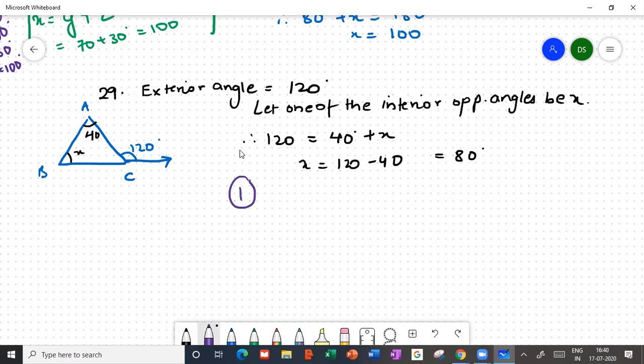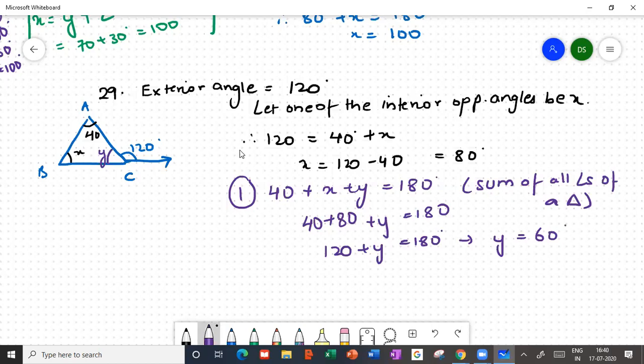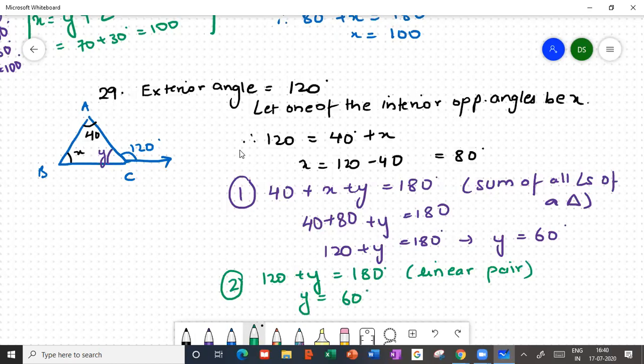One way of doing it: this is y. 40 plus x plus y is equal to 180, correct? Sum of all angles of a triangle. So 40 plus 80 plus y is equal to 180. So 120 plus y is 180, or y is equal to 60. And what is the second way of doing it? The second way is to use the property of linear pair here, that 120 plus y is equal to 180. Linear pair, correct? So y is equal to 60. So you got all the three angles, isn't it? So x is 80 and y is 60.